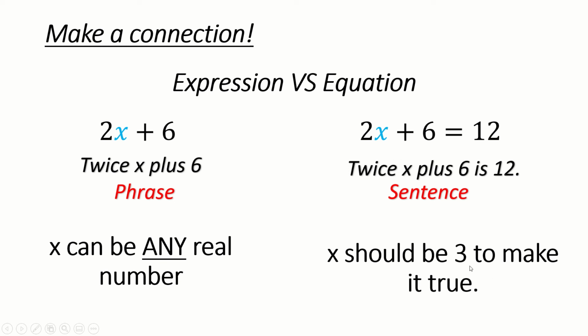And if I try to challenge you, you cannot think of any value of x that will make this equation true. When you multiply by the 2 and add the 6, no number aside from 3 will make it a 12. So that makes an expression different from an equation. In an expression, x can be any real number that we know, but when we deal with an equation, we only have a specific number of values for the variable that will make it true.